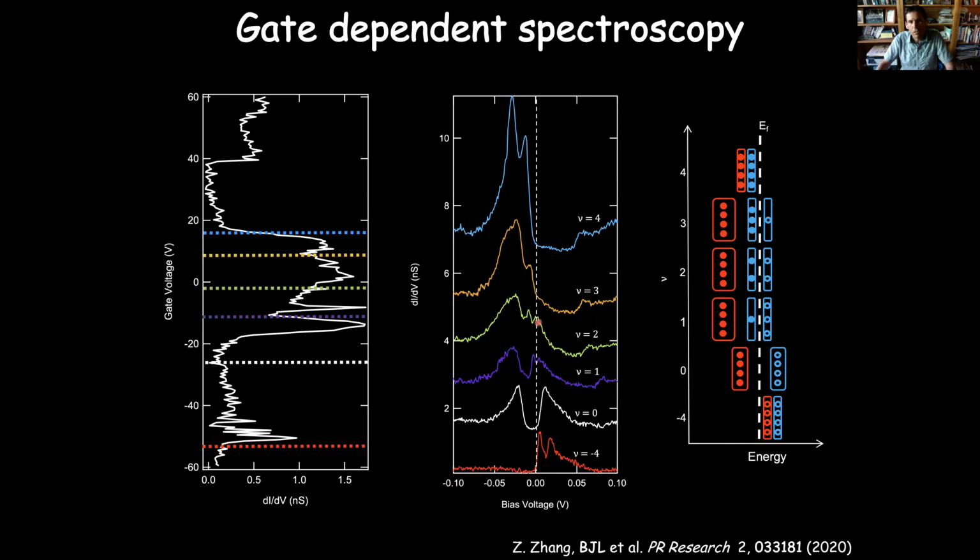When you go to nu equals 1, you put in 1 electron, there's a small dip here. Nu equals 2, there's a small dip. We don't see much happening at nu equals 3. When you get to nu equals 4, you fill the band again, and now once again you have a band gap developing there with these states now fully filled. And so we see the same sort of qualitative behavior as in the transport measurements.